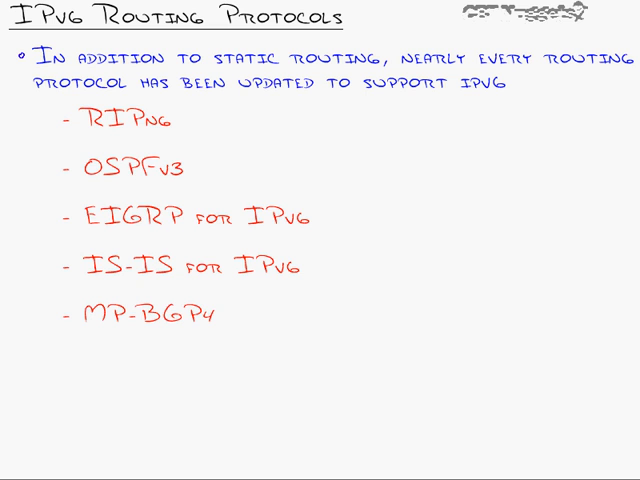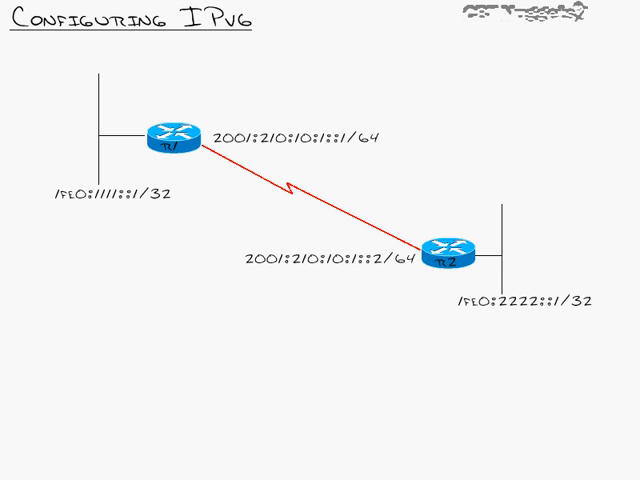RIP next generation is what we're going to configure in here, but they also have OSPF version 3, that's the next version, EIGRP and ISIS for IP version 6, those have been modified, and BGP, which is the routing protocol of the internet, has now become multi-protocol BGP, which supports not only IPv4 addressing, but IPv6 addressing as well. So with that, let me show you how to configure RIP next generation for our network so we can get some routing tables going on.